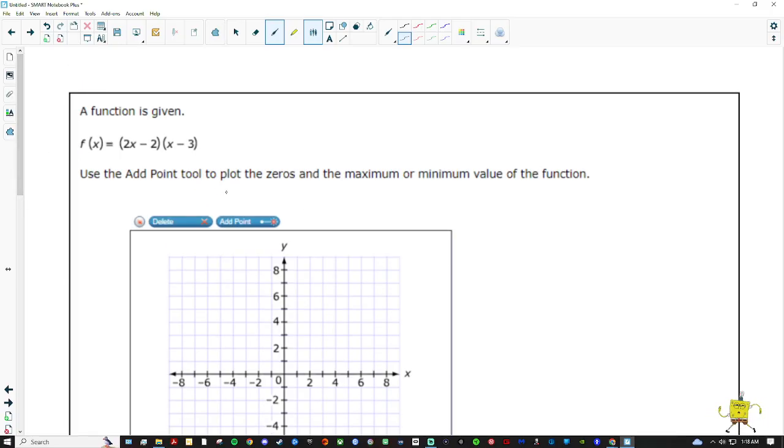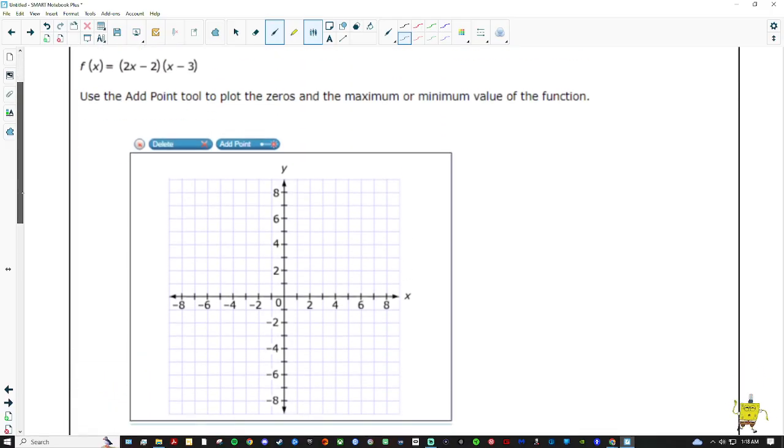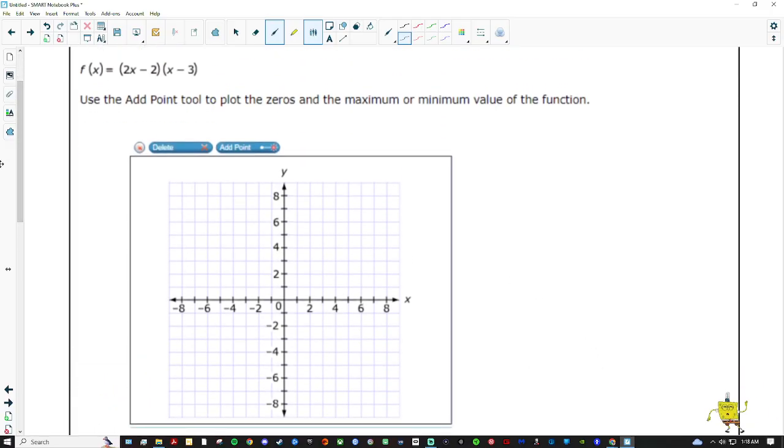Use the point tool to plot the zeros. Again, we type this into Desmos and we can plot it. I don't need to do this again, but you just put it into Desmos and plot it all in.